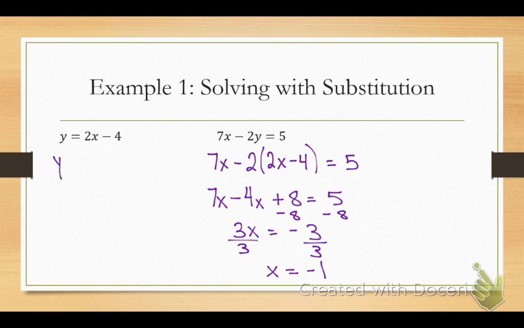Okay, so y equals 2 times negative 1 minus 4. Y equals, what's negative 2 minus 4? Negative 6. Negative 2 minus 4, same sign, add and keep. 2 times negative 1 is negative 2. All I did was multiply it. Okay?